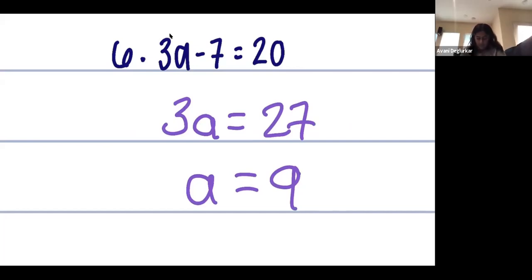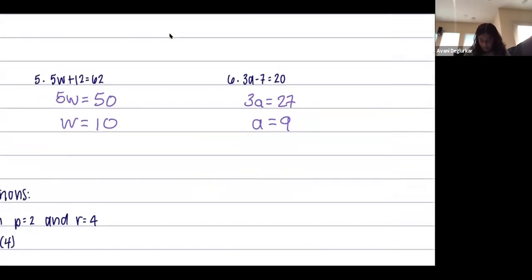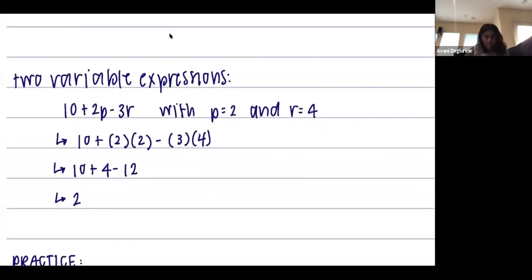Okay, so we have covered how to do one variable problems. Now we're going to move on to solving equations with 2 variables. Let's say that we have an expression 10 plus 2p minus 3r, and we're given that p equals 2 and r equals 4.